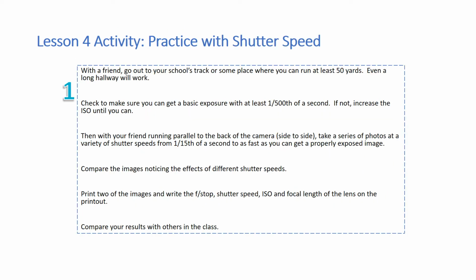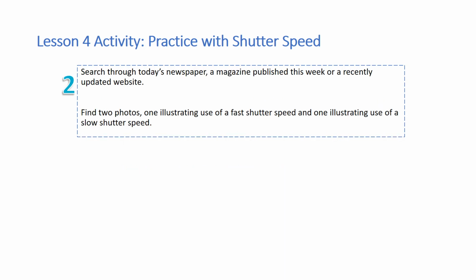So here are some activities. Lesson 4 activity, practice with shutter speed. So again, we can't really meet up in person for this, but there might be a way where you could see a person running nearby, a person bicycling nearby, or a car even passing, and you might be able to try. Activity 1, practice with speed.